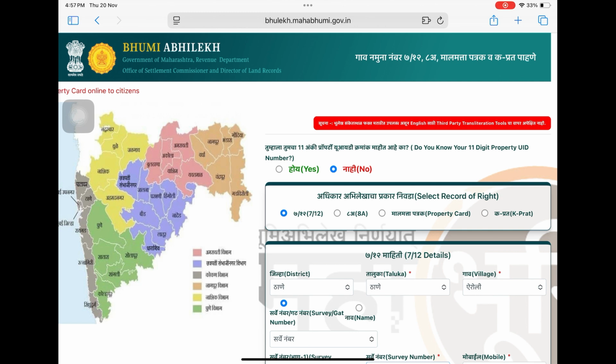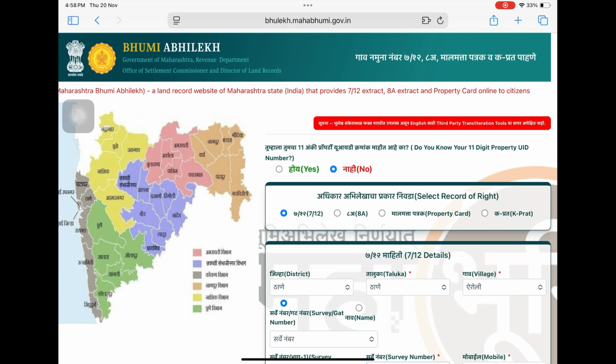Satbara. Here I selected district Thane, Taluka Thane, Gav. I randomly selected Airoli. If you know the survey number, select survey number. If you know the name, click on name and just type his name. Then I added randomly, for example, survey number 23.